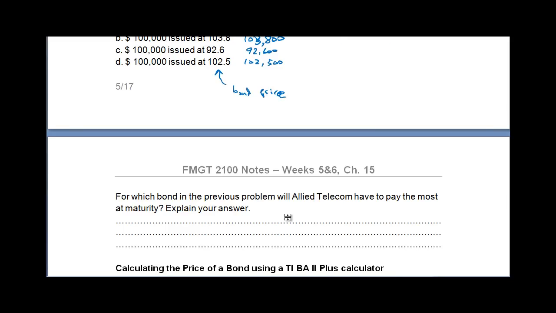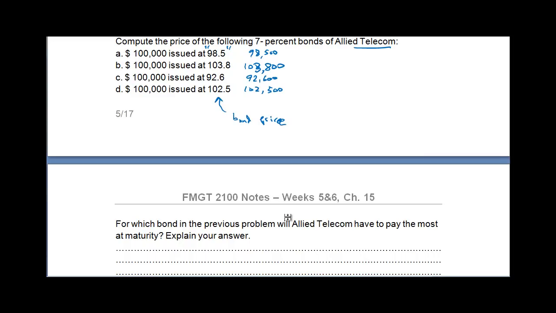So, for which bond in the previous question will Allied Telecom have to pay the most at maturity? Well, it turns out this is a bit of a trick question, because when they mature, they all pay $100,000. So at maturity, all bonds pay the same, and that is $100,000.